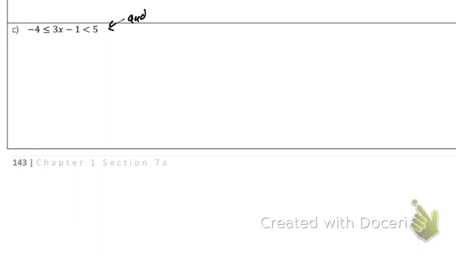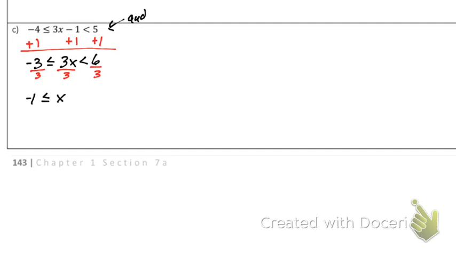So the first thing I would do is we need to add 1 to get rid of that 1 in there. But since I now have 3 sides of this equation, you have to add it to the very left one and the very right one, which is going to give me negative 3 is less than or equal to 3x is less than 6. Now we're going to divide everything by 3. So I'll divide that by 3, divide that by 3, divide that by 3. And we are going to have negative 1 is less than or equal to x is less than 2.